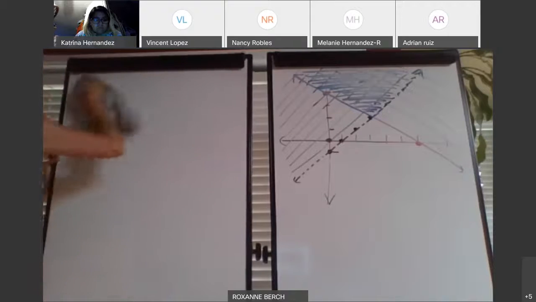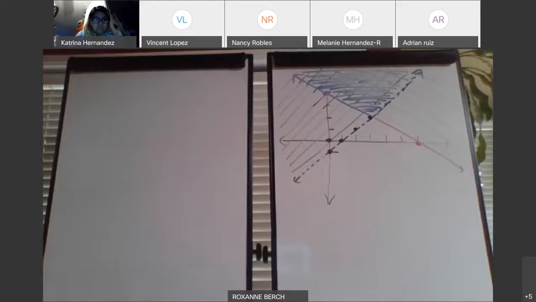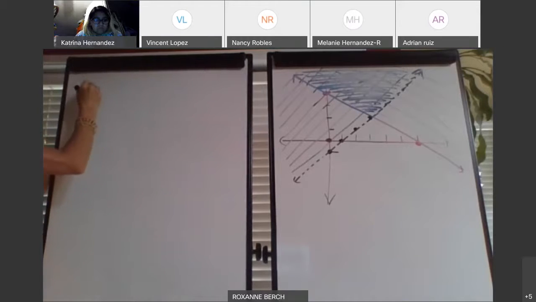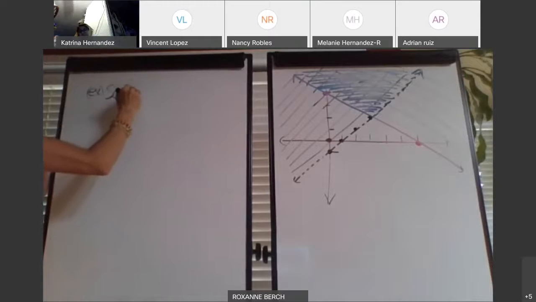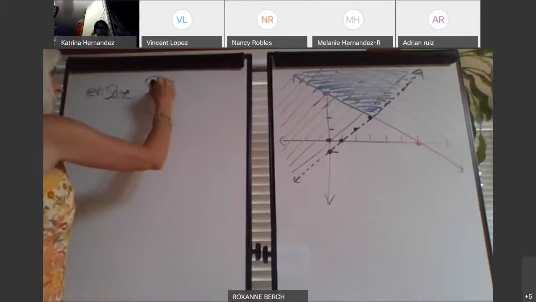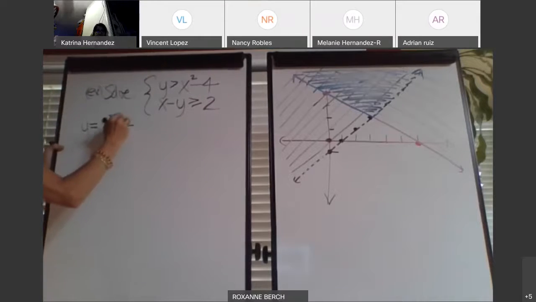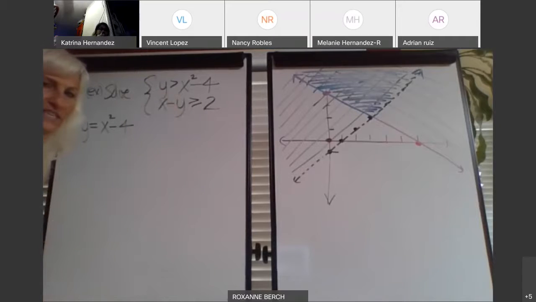All right, so let's look at a system with 2 inequalities. One's linear and one is a parabola. Here we go. So they want us to solve... So is this your quadratic or your line? And here's the other one. X minus y is greater than or equal to 2. So the first equation is a quadratic, and you should recognize right away what this is. This is a quadratic shifted down 4. Right?